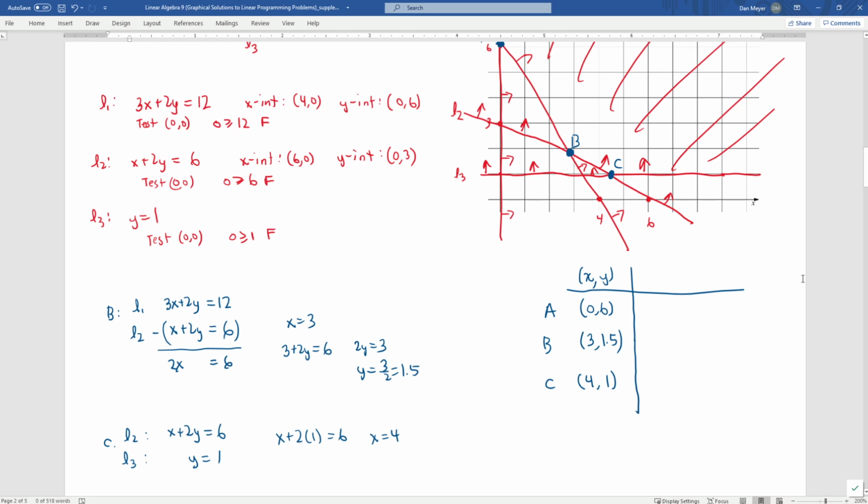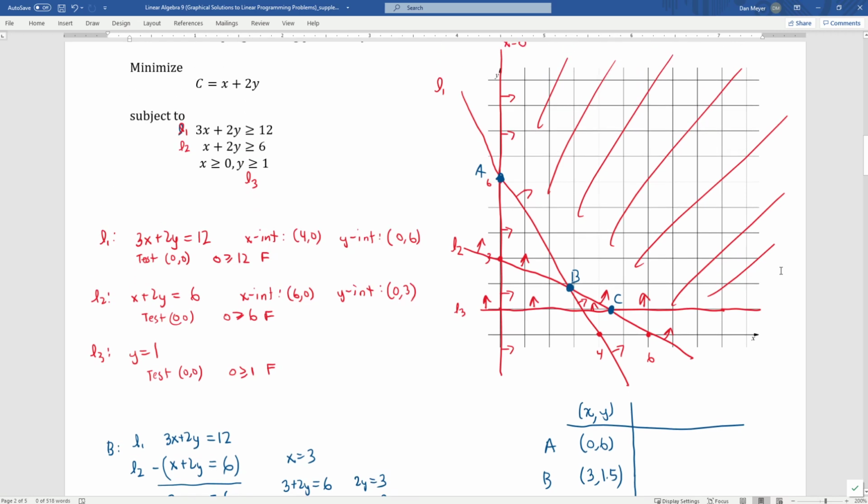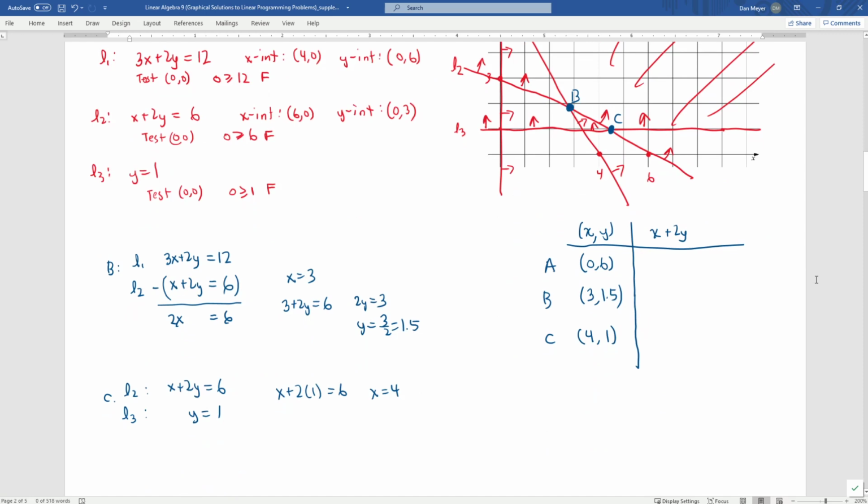So that's the end of step 2. Now into step 3, we have to evaluate our objective function at each of those 3 points. The objective function here is x plus 2y. So when I take 0, plug it in for x, plus 2 times 6, that gives 12. The next one, plug in 3 for x. 3 plus 2 times 1.5 would be 6.